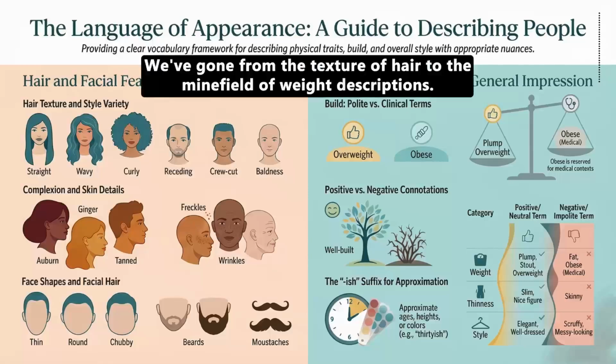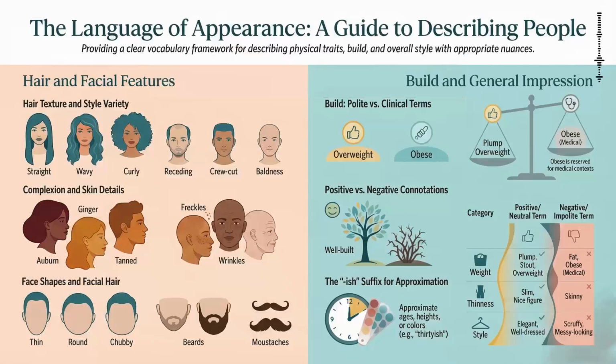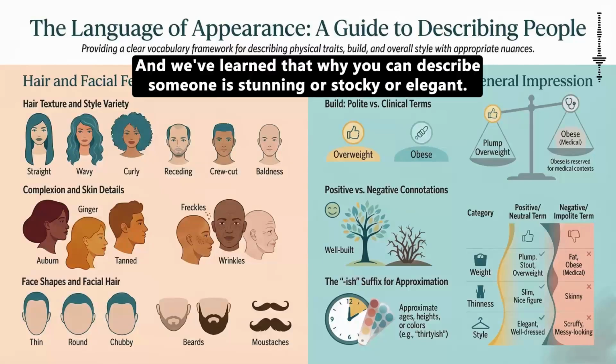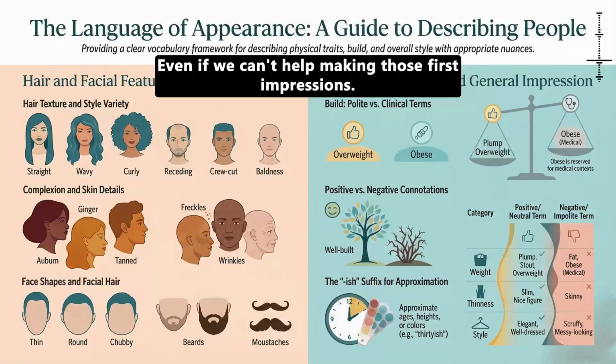We've gone from the texture of hair to the minefield of weight descriptions. We've learned that slim gets you a smile and skinny gets you a frown. That scruffy isn't about money. And we've learned that while you can describe someone as stunning or stocky or elegant, the source reminds us that personality is what really matters. Even if we can't help making those first impressions.